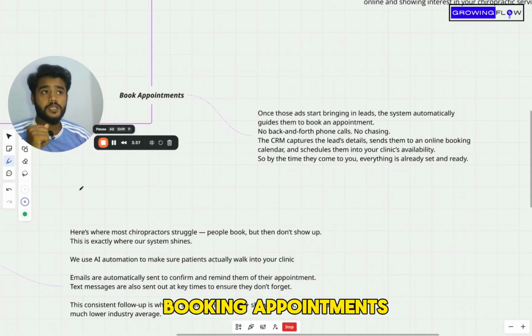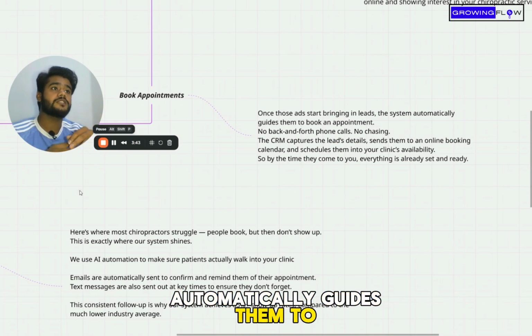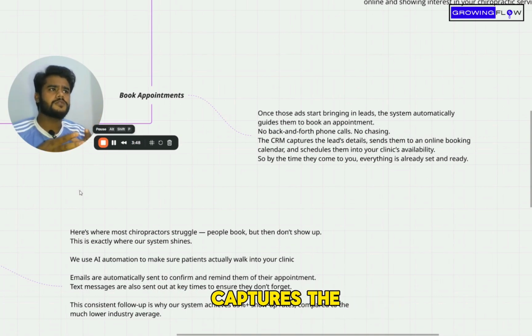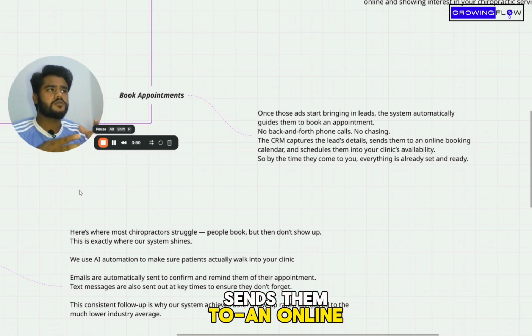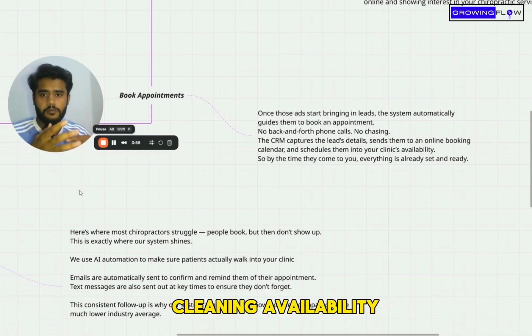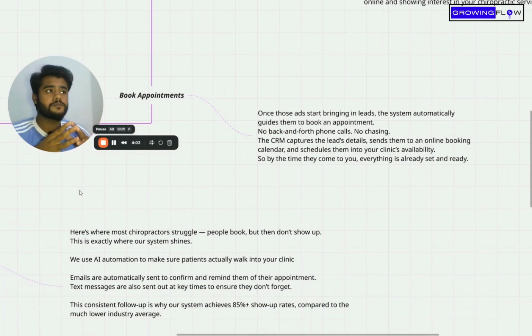And the next step is booking appointments. Once those ads start bringing in leads, the system automatically guides them to book an appointment. No back and forth phone calls, no chasing. The CRM captures the lead's details, sends them to an online booking calendar, and schedules them into your clinic's available slots. So by the time they come to you, everything is already set and ready.